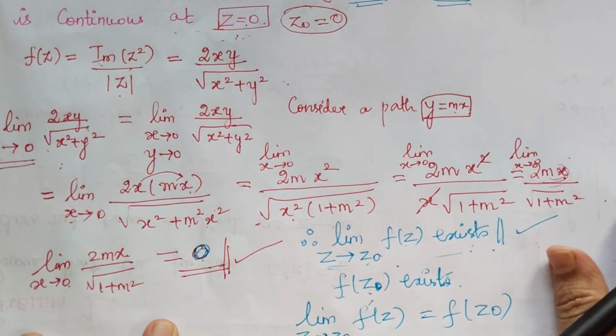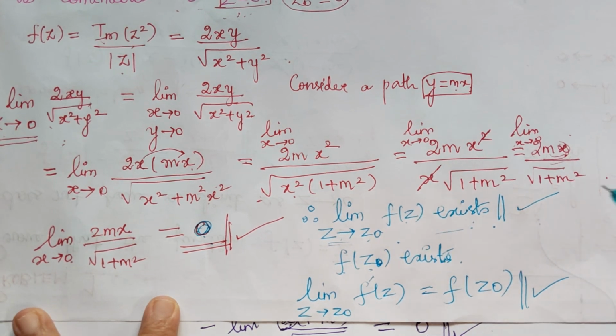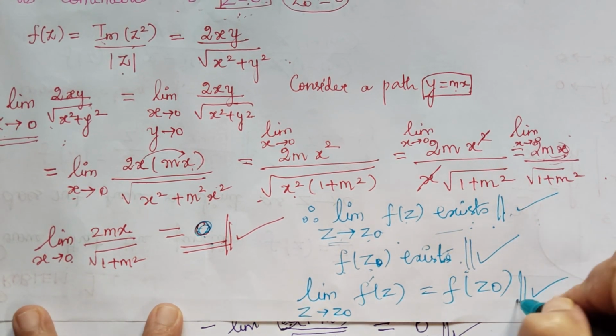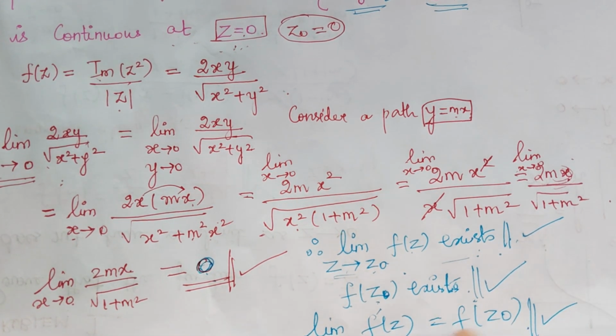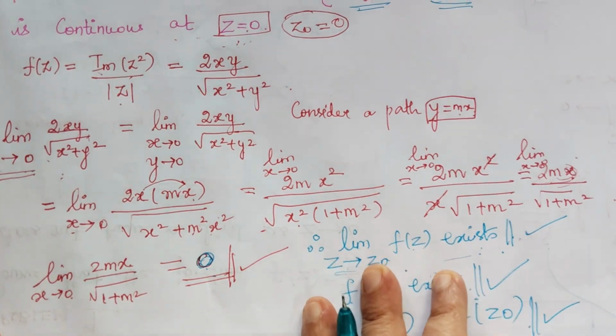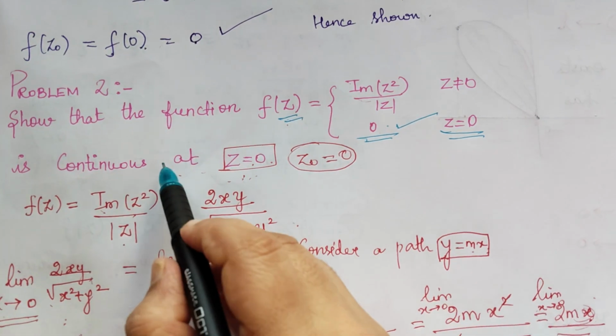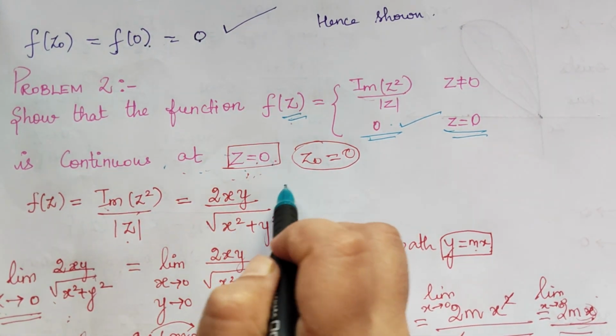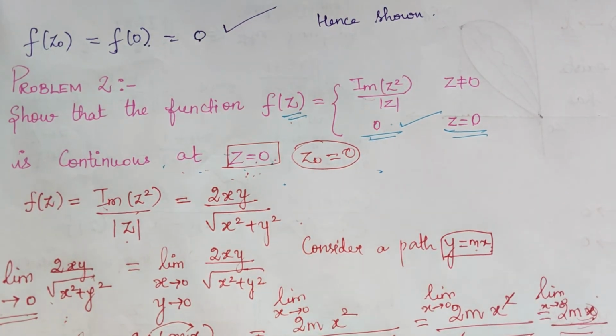Therefore, we have proved the third condition also. First, second and third, all the three conditions are proved. Therefore, the function f of z given in the question is continuous at the point z equal to 0. Hence, we have shown. We will see one more problem where we will show that a function is not continuous.